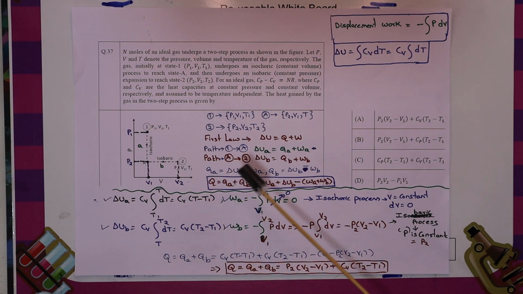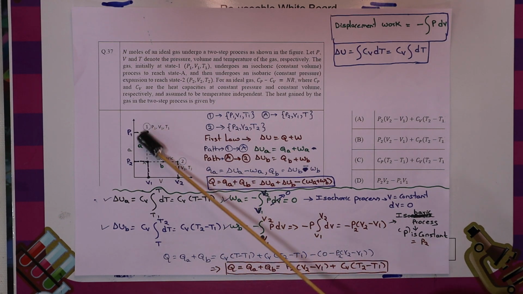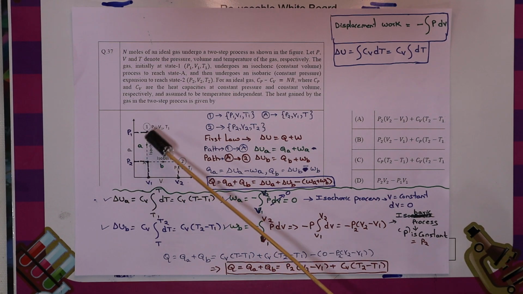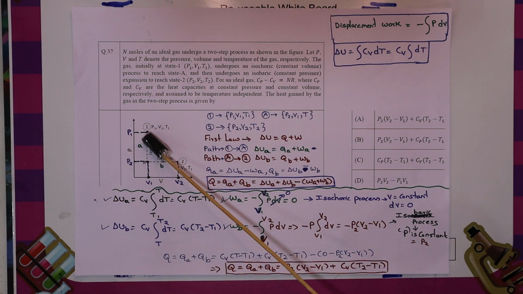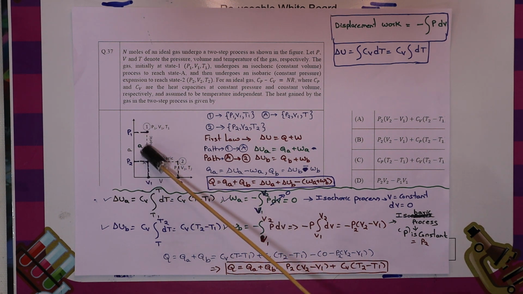So how do we calculate work? First, the isochoric process. Displacement work is calculated as minus integral PdV. The volume here is V1 and here it is also V1. You can see the volume is not changing in the isochoric process, which is a constant volume process. So dV equals 0, and the displacement work involved in this process is equal to 0.